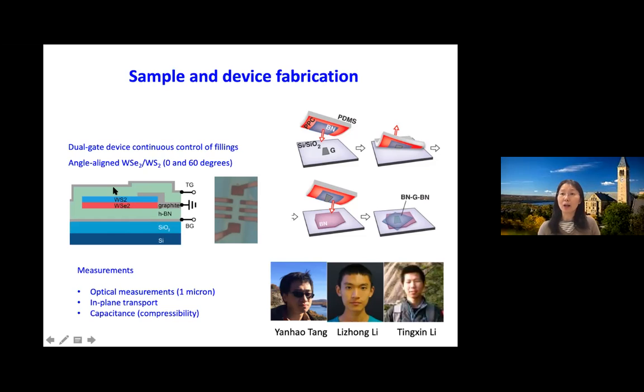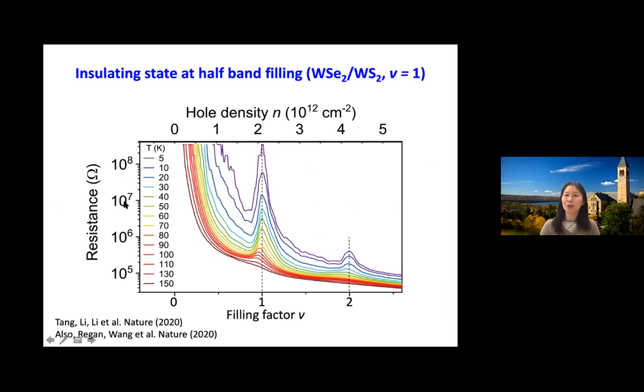And we can do optical measurements with beam size on the order of 1 to ½ micron, depending on which wavelength you probe. We can measure in-plane transport, and we can also measure capacitance. In other words, compressibility. Okay, so let's take a look at the resistance measurement. So this is from early results.